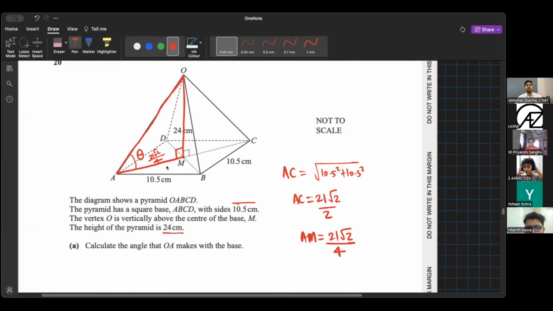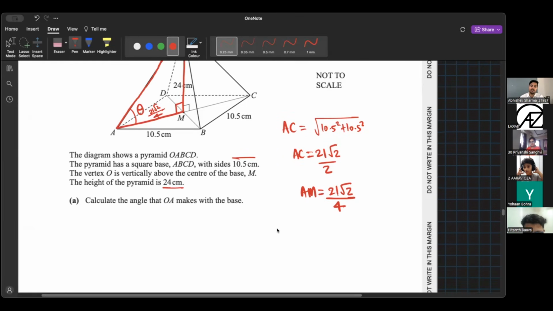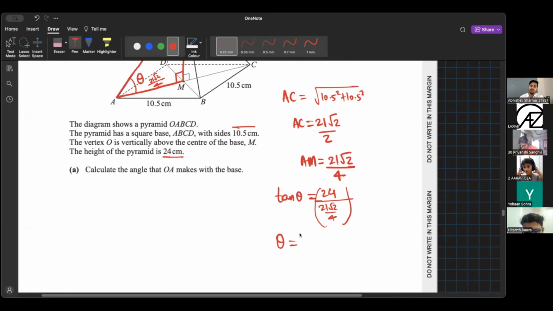And now we have to find tan inverse of theta. 24 upon 21 root 2 upon 4, which is 72.8. This is the question. So theta will be tan inverse of our value. Let's find the value. So theta will be tan inverse 24 divided by 21 root 2 divided by 4, not 2. Bracket close. The answer is 70.53.